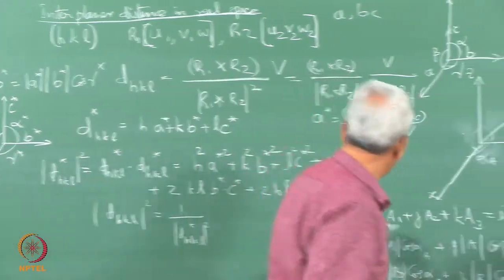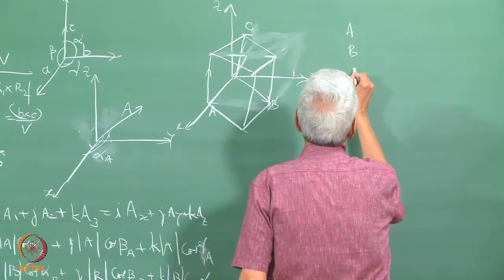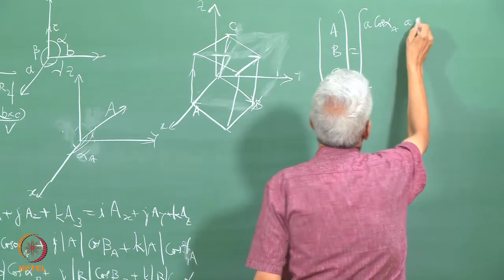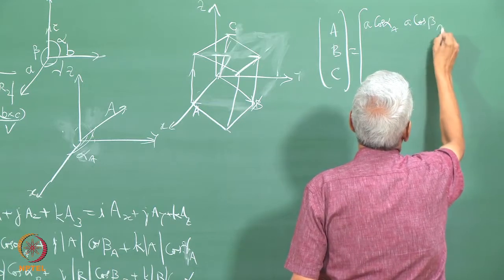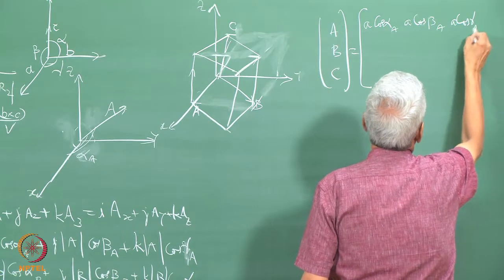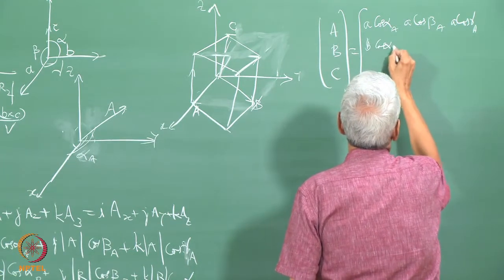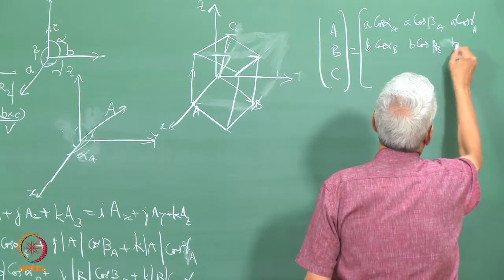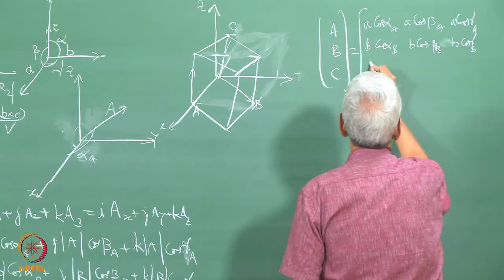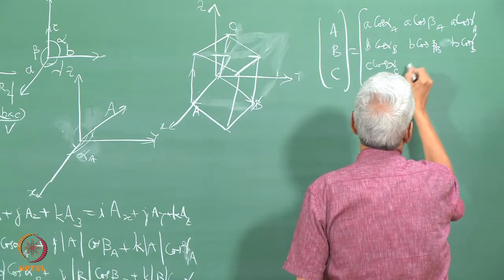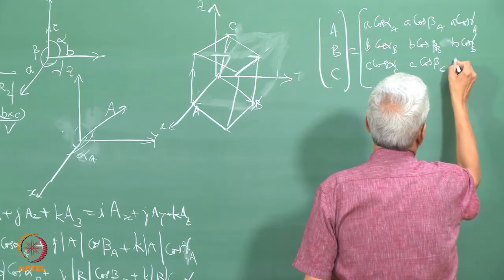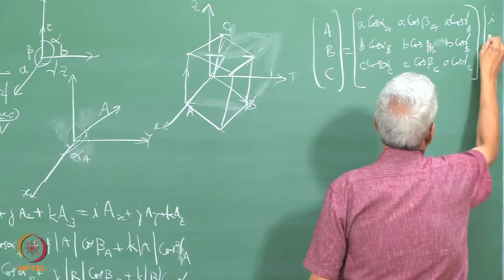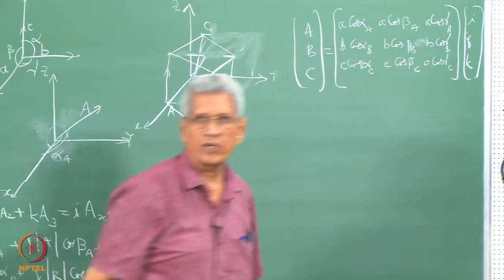Now this can be written in terms of A cos alpha A, A cos beta A, A cos gamma A; B cos alpha B, B cos beta B, B cos gamma B; C cos alpha C, C cos beta C, C cos gamma C, into i, j and k. This is a sort of matrix notation which we can write.